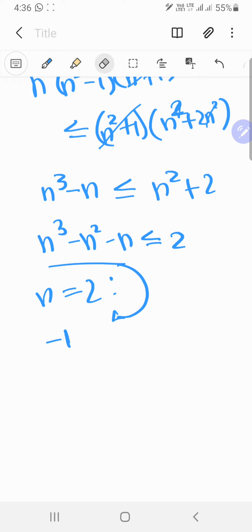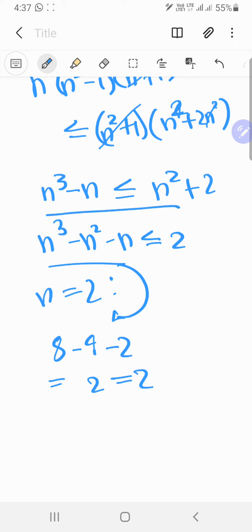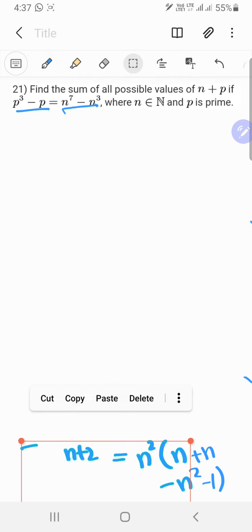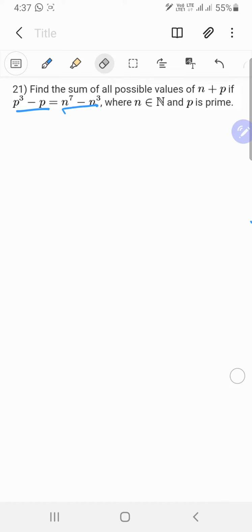So n equals 2 gives me 8 minus 4 minus 2, which is 4 minus 2, which is 2, which is actually equal to 2. So what that tells me is that n equals 2 should be the only solution to this inequality, and thus it could be the only possible solution to this equation as well. So let's check if n equals 2 actually is the solution. Let's just delete some stuff fast.